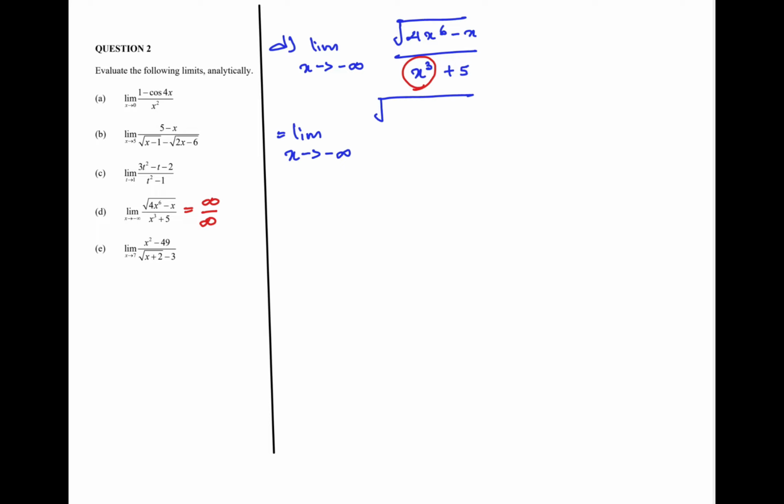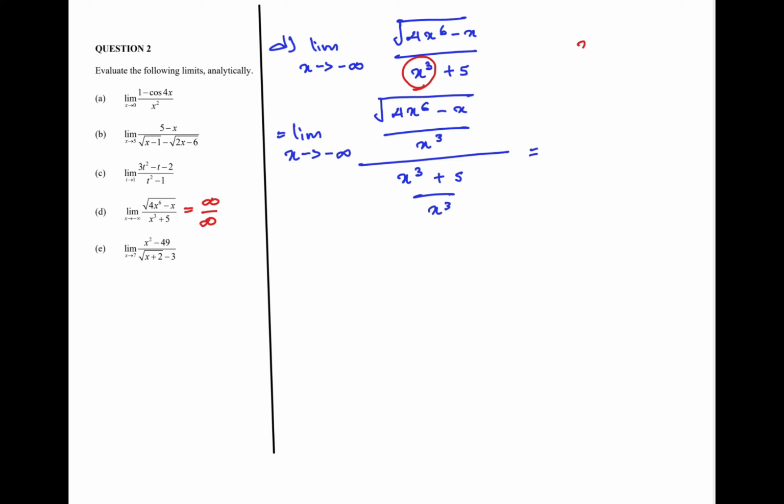So we can get the square root of 4x to the 6 minus x, divided by x cubed, divided by x cubed plus 5 divided by x cubed. Okay, since the upper part involves a square root, you must modify it in terms of the square root.